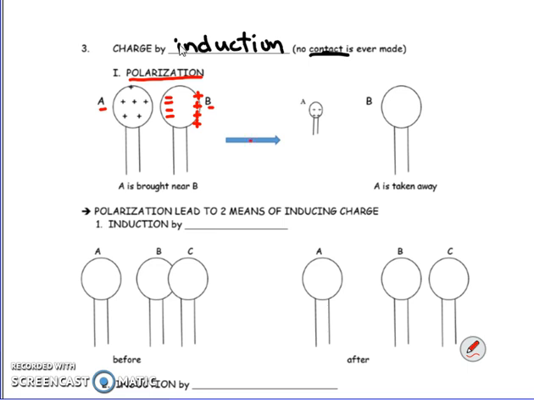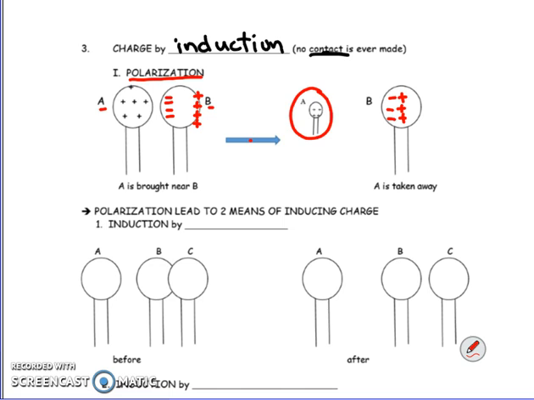And if we take A away, move it far away, what's going to happen here? Well, they don't feel the influence of A anymore, so they go back to their original state, which I'll now draw as just positives and negatives next to each other. Or you can just leave it blank. Okay, so that's simple polarization. And I can show you that with an electroscope tomorrow.